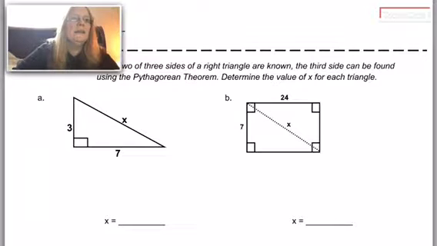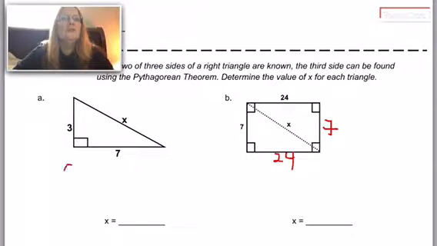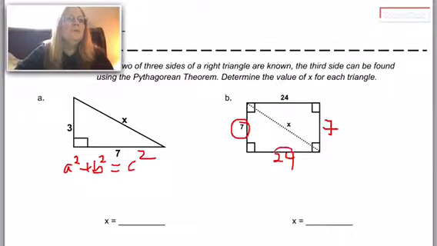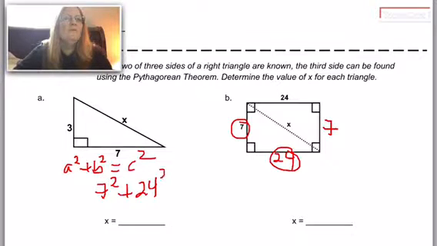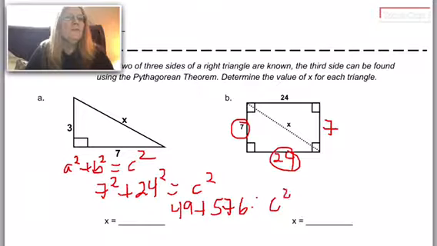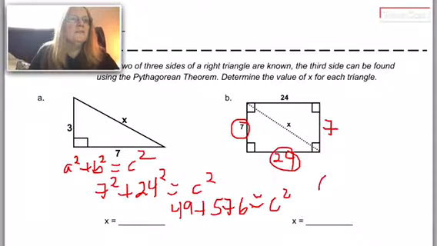Okay, I have a rectangle. I know opposite sides are the same measure. So I have that, and I want to use a squared plus b squared is equal to c squared, where a and b are 7 and 24. So 7 squared plus 24 squared is equal to c squared. 7 squared is 49. 24 squared is 576. And that's equal to c squared. And if you add 576 and 49, you'll get 625 is equal to c squared.